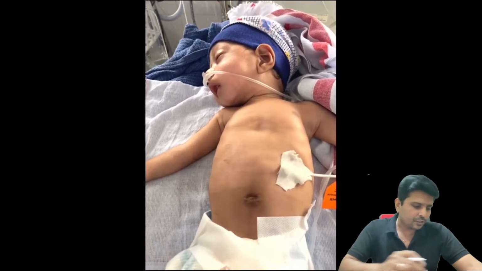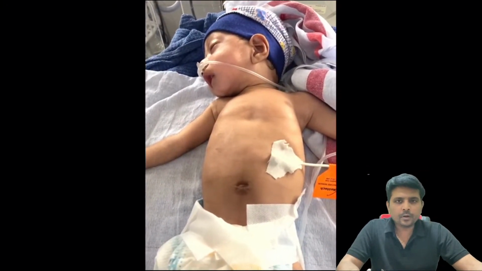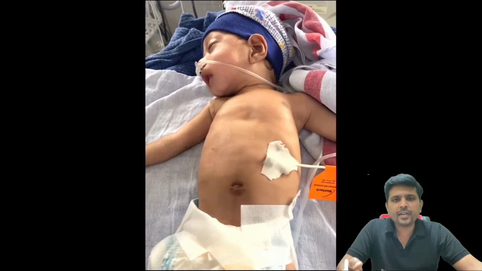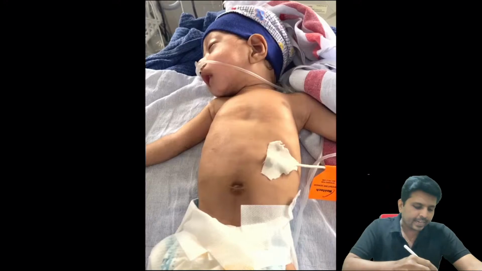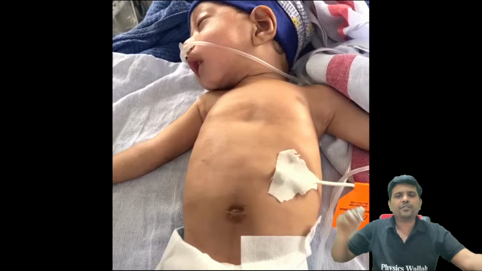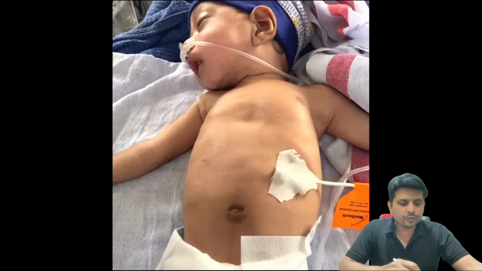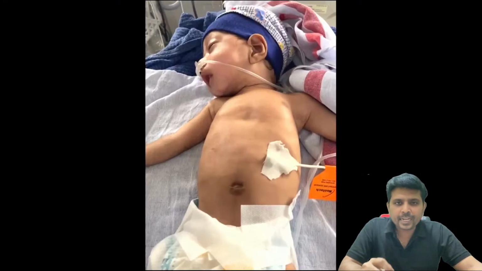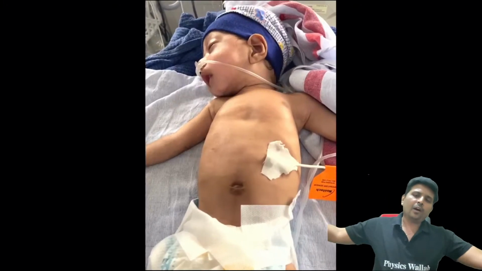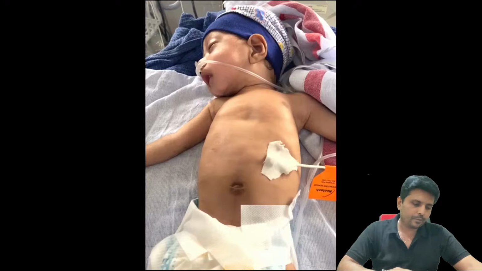Look at this child. This child is floppy. Don't think that the child is sleeping. The child is totally floppy. Look at the extensor position of the upper limb. So this is called a floppy infant. Any child who is oxygen dependent and floppy, you need to rule out spinal muscular atrophy. Unfortunately, we could not revive this patient.